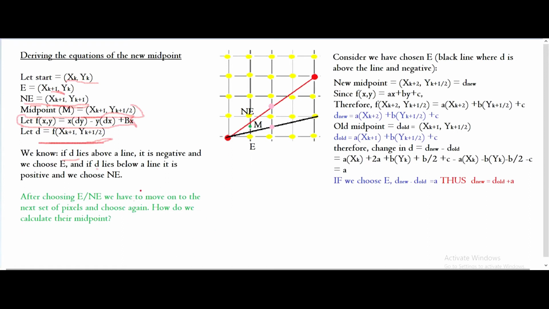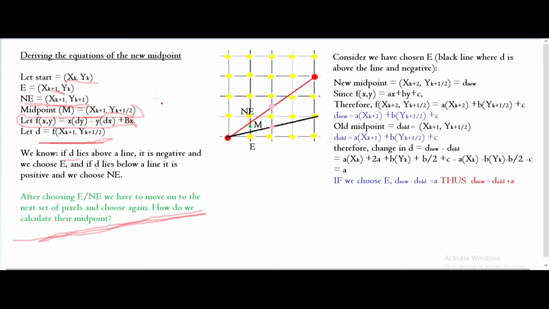So after we've done all of this, we've chosen E or we've chosen NE, what do we have to do next? Whatever we choose, we then have to move on to the next set of points. After we've chosen a pixel here, we move on to the next set of points, which is this one or this one. So after we choose E or NE, we have to move on to the next set of pixels, and we have to choose another pixel. And in order to do this, we need to calculate the midpoint. So how do we calculate the midpoint? That is our question.